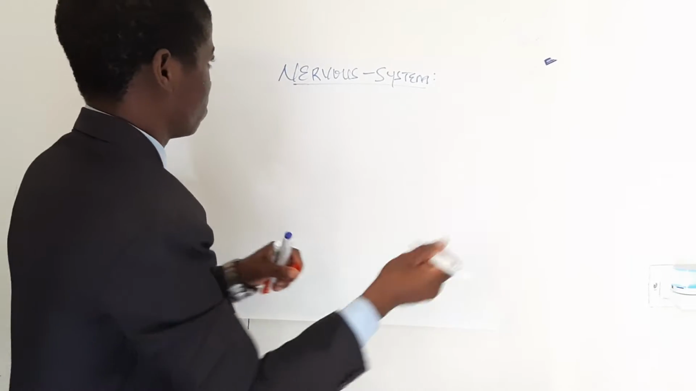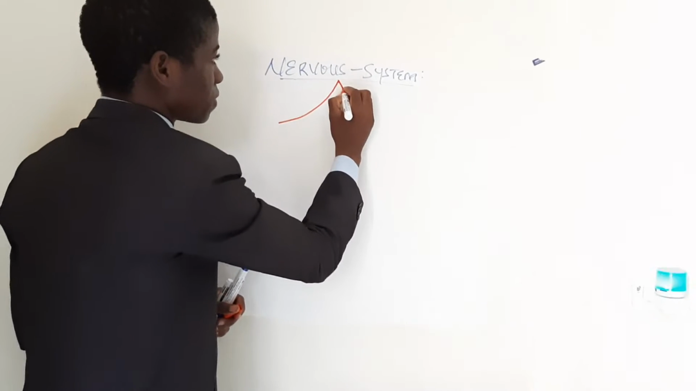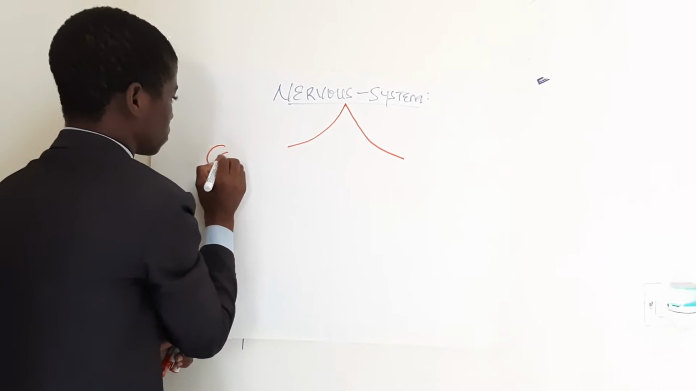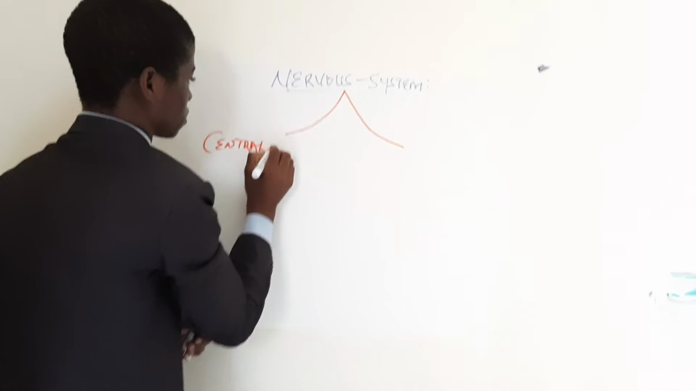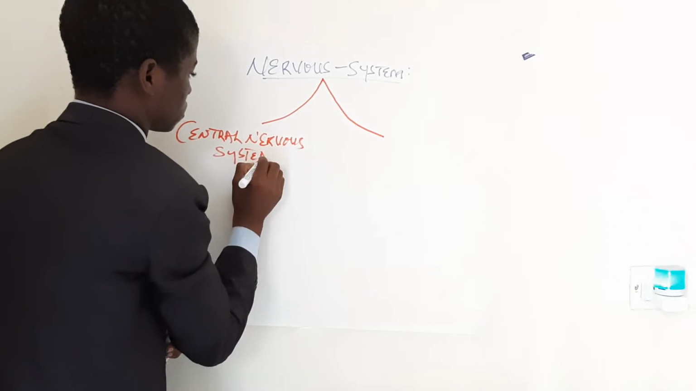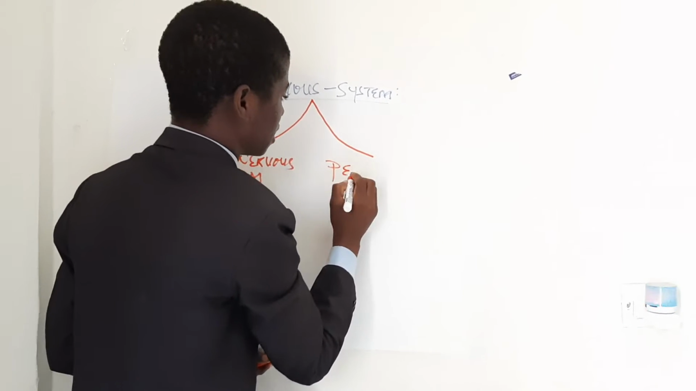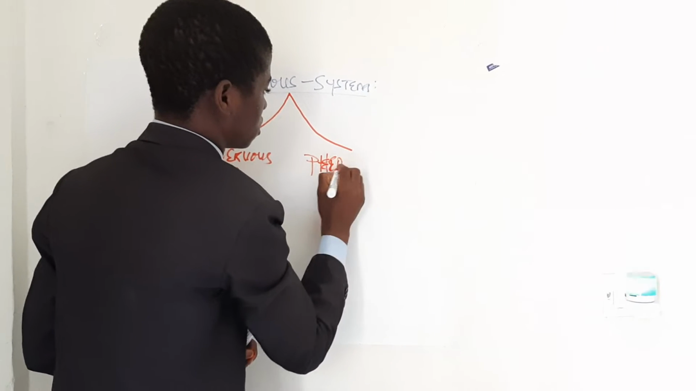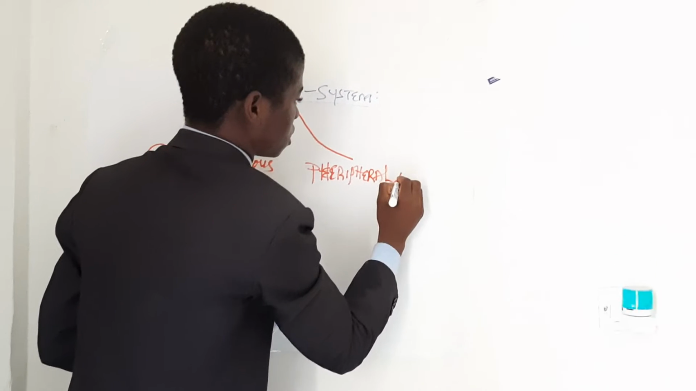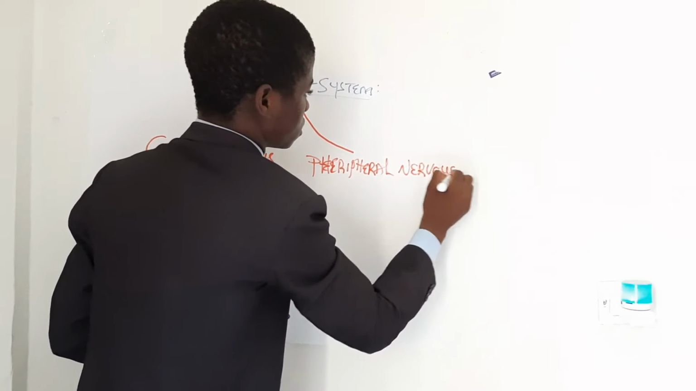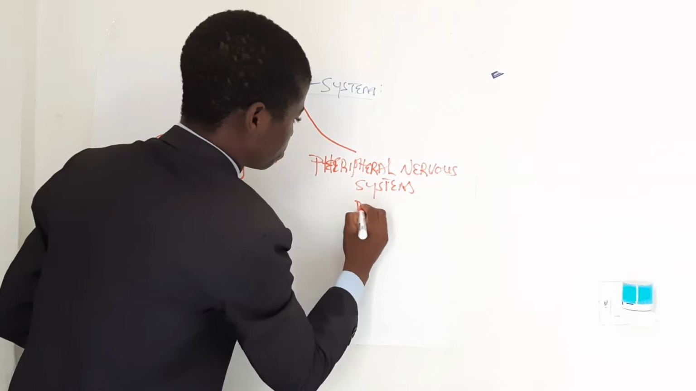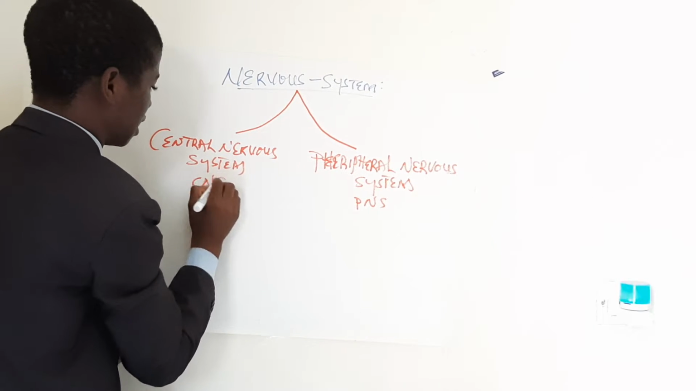Because we are talking of the introduction part, let's classify the nervous system. The nervous system is classified into two basic types. The first type is the central nervous system, and the second one is the peripheral nervous system, which is PNS, and this is CNS.